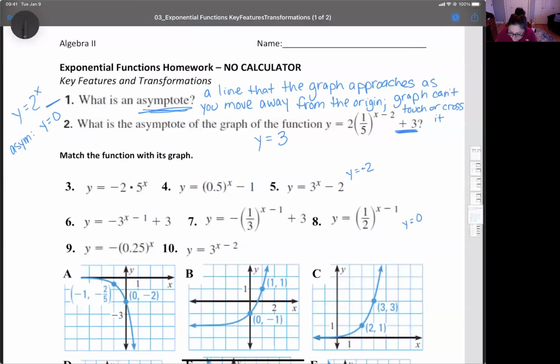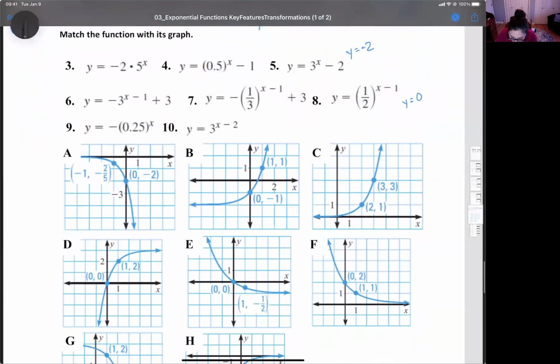Okay? So with that idea in mind, let's take a look at some of the functions that we have here, and we want to try to match them to their graphs. So I'm going to start by identifying if I've got growth or decay. For number 3, I'm looking at the base for the exponent. That base is bigger than 1, so this is going to be growth. Number 4, the base for my exponent is less than 1, so that's going to be decay. Number 5, the base for my exponent is greater than 1, so that's growth.